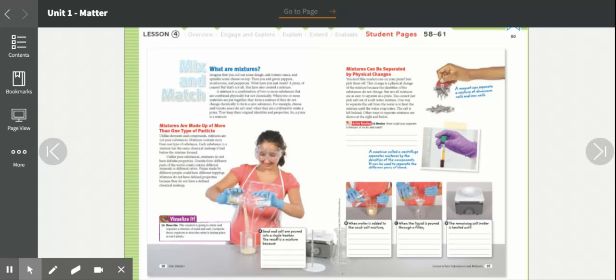You cannot just pick salt out of a salt water mixture. One way to separate salt from water is to heat the mixture until the water evaporates. The salt is left behind. Other ways to separate mixtures are shown at the right and below on this page.